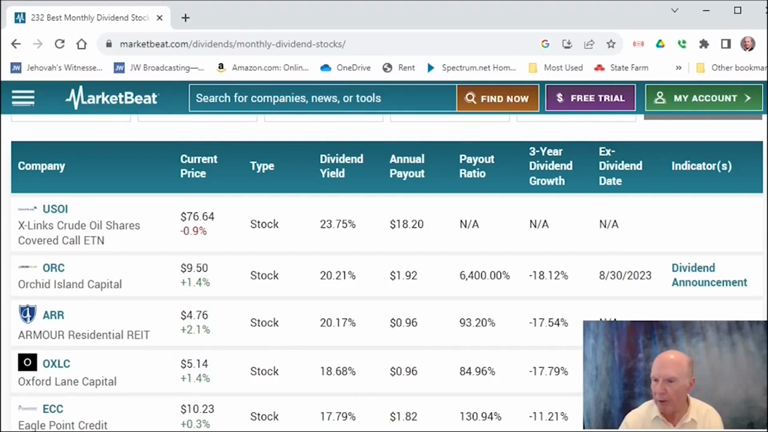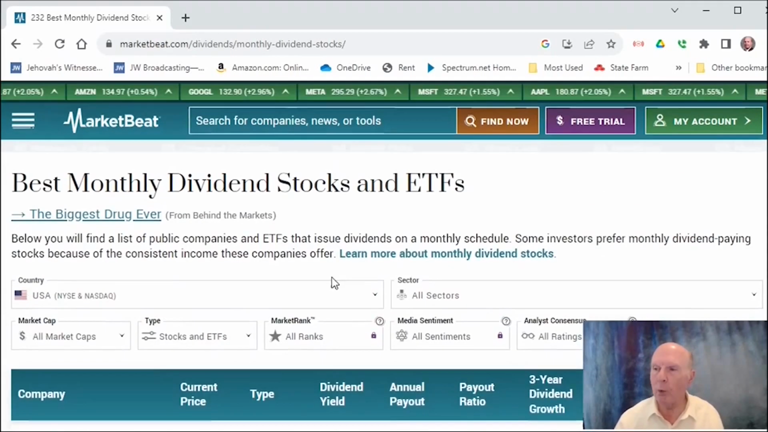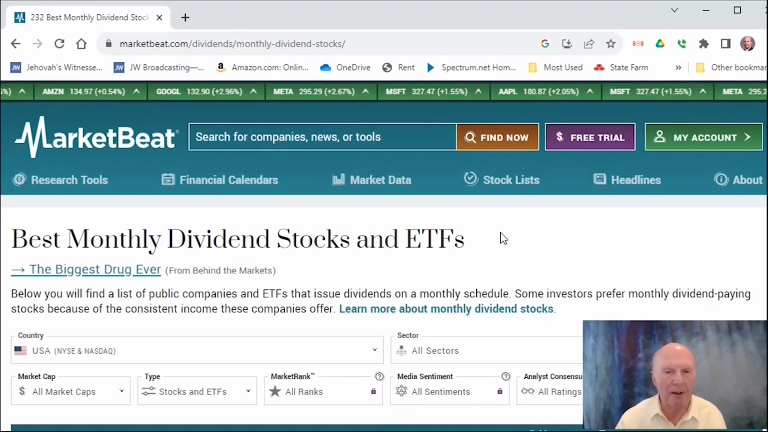Almost all of mine are showing up in this list, but I notice there's at least one of mine, maybe two. Yeah, there's two of mine that aren't in this list. So you can't always depend on MarketBeat. I like the layout. Its format's nice and easy to work with, but I find that there are other sites that give you a little bit more accurate information.